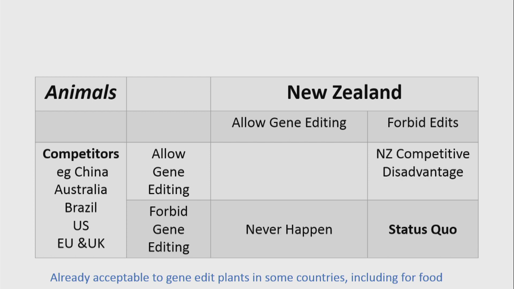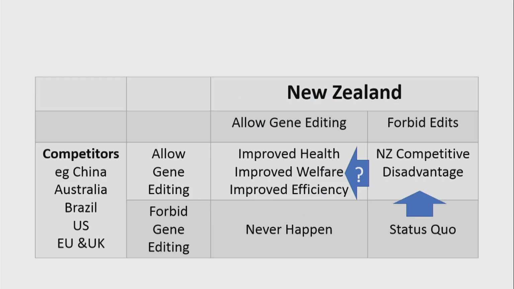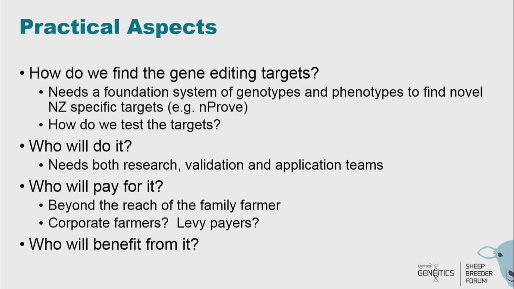But I think that's going to change, and what we're going to see is a competitive disadvantage if it is forbidden in New Zealand but allowed by our competitors. And I think it's going to be allowed by our competitors if for no other reason, because it cannot be traced. So the question we have is really whether we want to move in that space where we allow it or whether we're going to stay in that space where we forbid it.